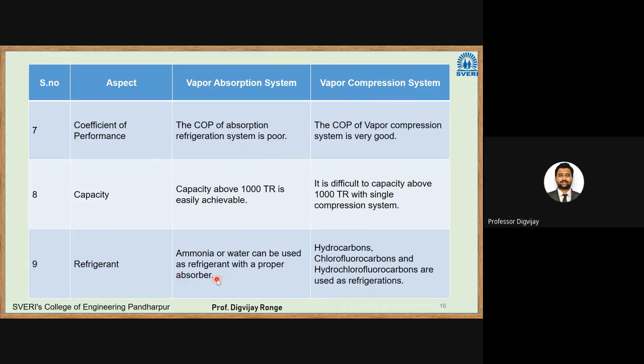Then refrigerants. There are various combinations in VRS that we'll see today. In VCRS, we can go for HFCs, hydrocarbons, or the many refrigerants we have seen in the third chapter. We cannot go for chlorofluorocarbons because these are being phased out because of their ozone depletion potential and global warming potential.